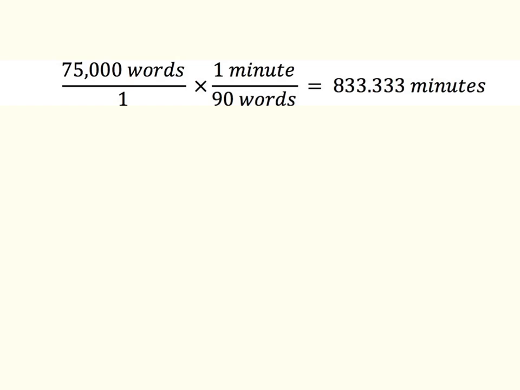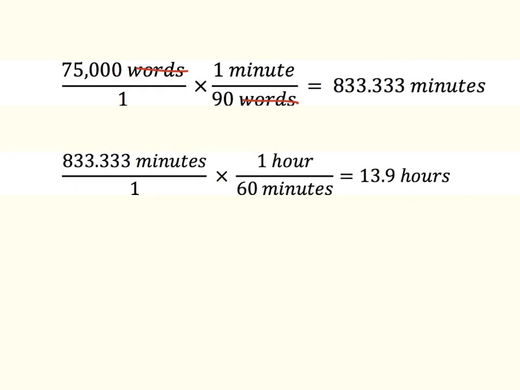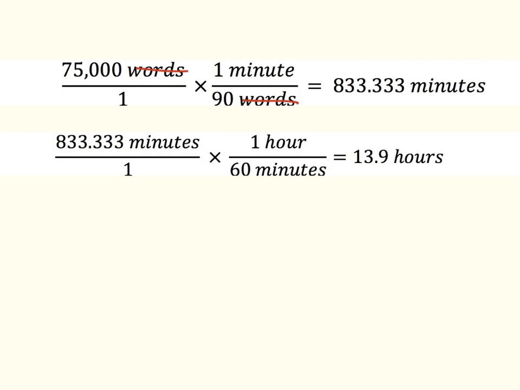We have 75,000 words to type. If we type 90 words in 1 minute, we can set up the following proportion. Canceling out the units gives us 833 1/3 minutes. Next, we take 833 1/3 minutes, and knowing that there are 60 minutes in 1 hour, we can set up this proportion, cross out the units, and we get 13.9 hours.